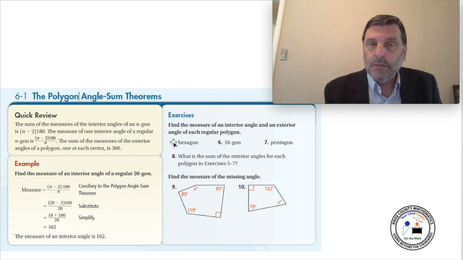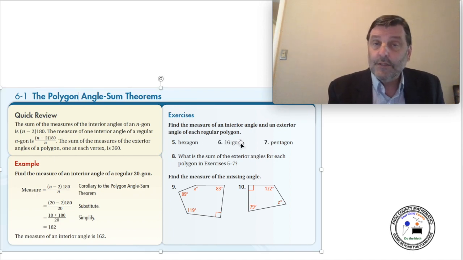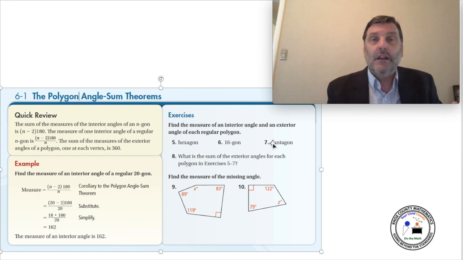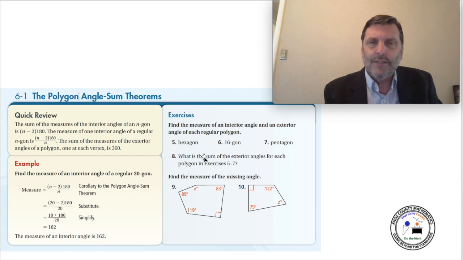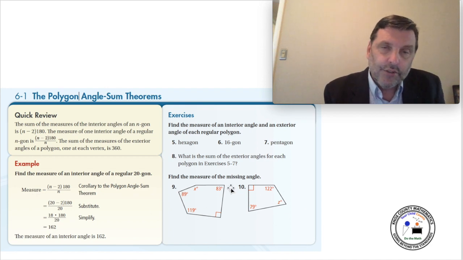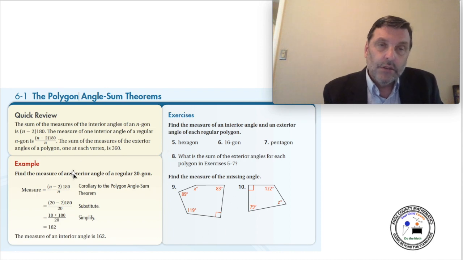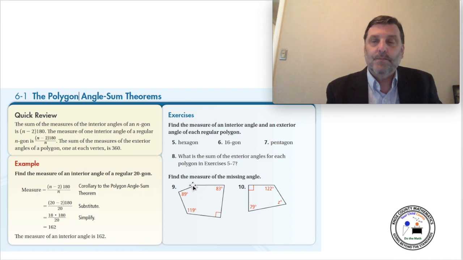I'll use that same formula for 5, 6, and 7. Hexagon, 6 sides. 16-gon has 16 sides, and a pentagon has 5 sides. But what is the sum of the exterior angles for each polygon in 5 through 7? Well, maybe that little last sentence might help you with that. And then find the measures of the missing angles. So I'll tell you, for 9 and 10, you've got to find the total sum using this formula, n minus 2 times 180, and then use that amount plus the amounts given to you to see if you can find x.